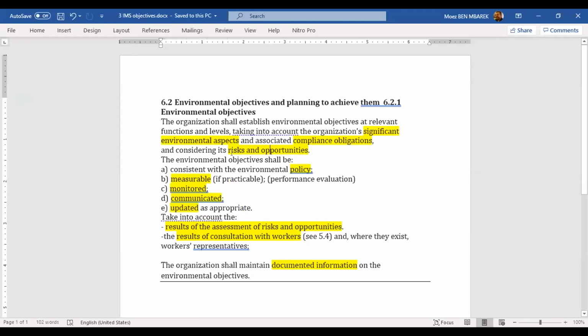So we have picked out the major points from this clause, for example, the objective. Our goal is the objective. So we should take into account the significant environmental aspects and the compliance obligations, considering the risks and opportunities. And the objective should be consistent with the policy, measurable, monitored, communicated, and updated. And for safety, we should take into account the results of the assessment of risks and opportunities and the results of consultation with workers, okay? And we should keep and maintain documented information.